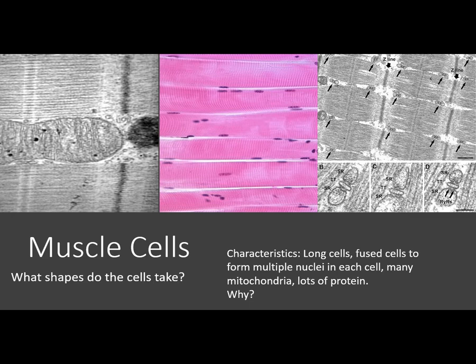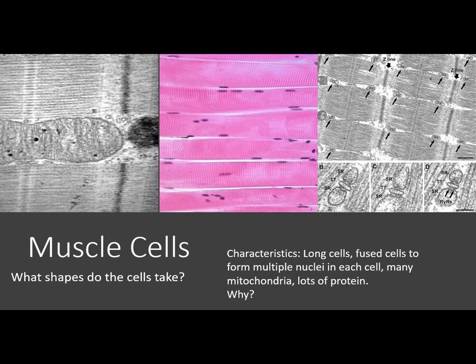And now we are going to talk about different kinds of cells. We talked about the plant and animal cell. Now we're going to talk about an animal cell that is specialized. So first of all, muscle cells. What shapes do the cells take? So here's the characteristics. We have long cells. They're fused cells to form multiple nuclei in each cell, and many mitochondria and lots of protein.